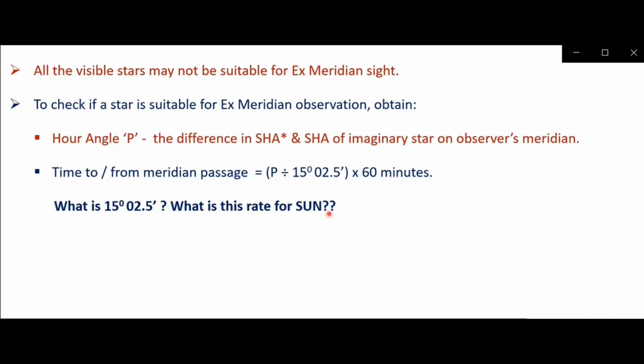What is this rate for the sun? We know the rate of change of R angle for the sun is 15 degrees per hour, and it's 15 degrees 02.5 minutes for stars and planets.